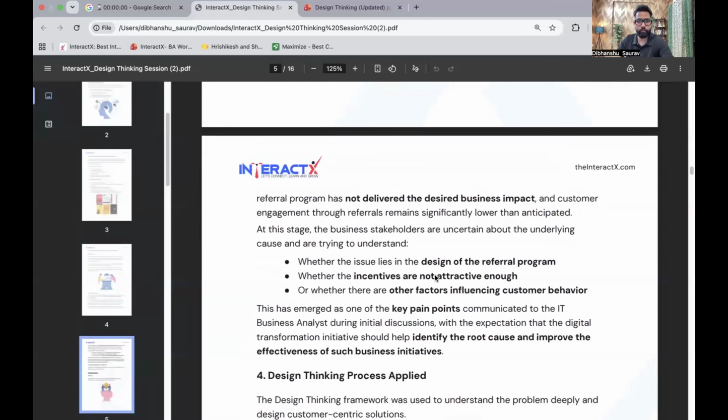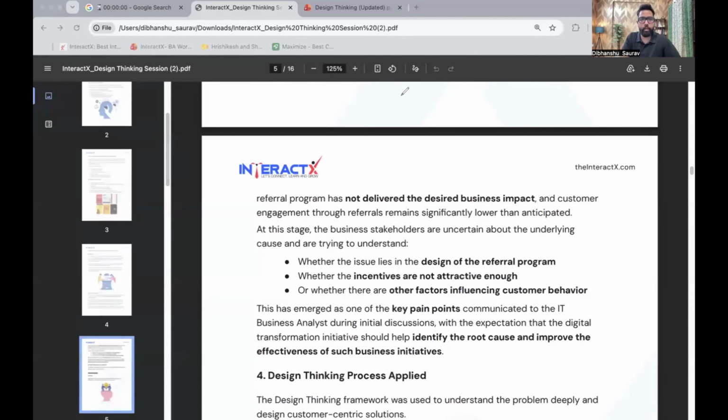The referral program has not delivered the desired business impact, and the customer engagement through referrals remains significantly lower than anticipated. At this stage, the business stakeholders are uncertain about the underlying cause and are trying to understand whether the issue lies in the design of the referral program, whether the incentive is not attractive enough, or whether there are other factors influencing customer behavior. This has emerged as one of the key pain points communicated to the IT business analyst during initial discussions, with the expectation that the digital transformation initiative should help identify the root cause and improve the effectiveness of such business initiatives.